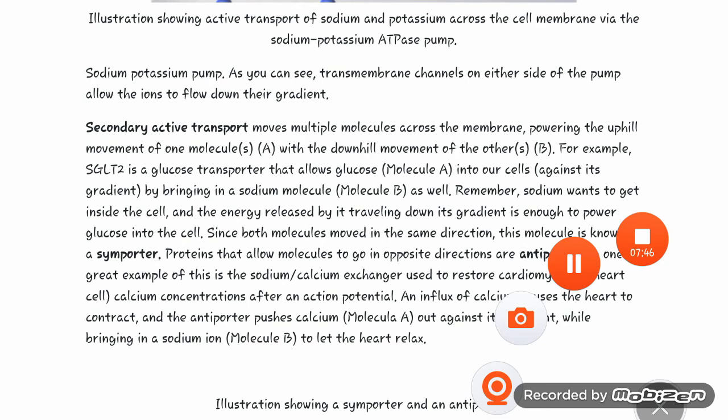Next is secondary active transport. In secondary active transport, it moves multiple molecules across the membrane.